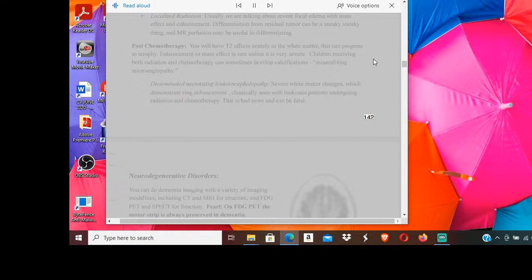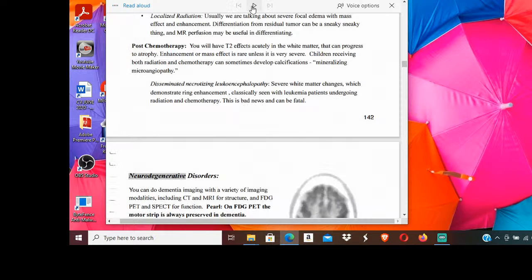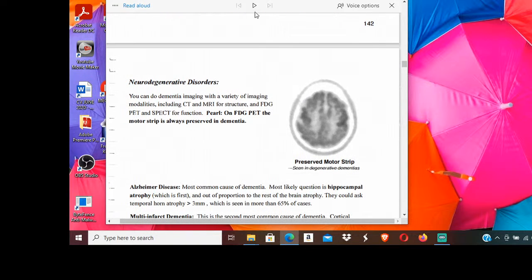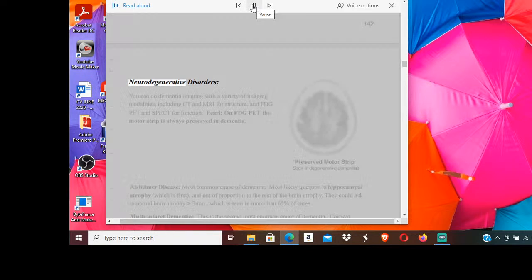Neurodegeneration. Neurodegenerative disorders. You can do dementia imaging with a variety of imaging modalities, including CT and MRI for structure, and FDG PET and SPECT for function. Pearl, on FDG PET the motor strip is always preserved in dementia. Preserved motor strip seen in degenerative dementias.